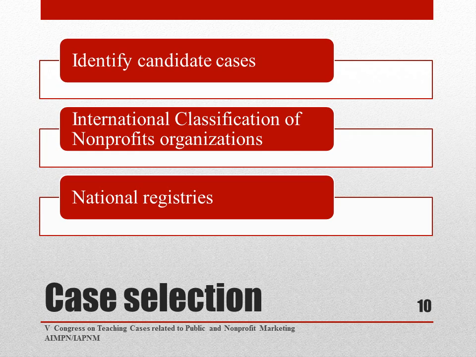The following component is case selection. The first step here is to identify the universe of cases available, which are also called candidate cases. A recommendation is to look into the International Classification of Nonprofit Organizations, as well as into the national registries, because they contain a list of organizations that can be classified as nonprofits, as well as characteristics that identify nonprofits.